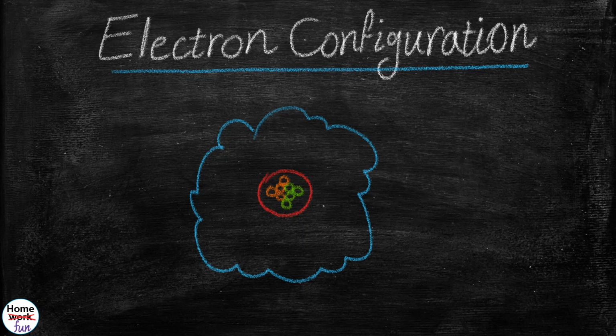We are going to learn about electron configuration. What is it? How do we figure it out? And why is it important?